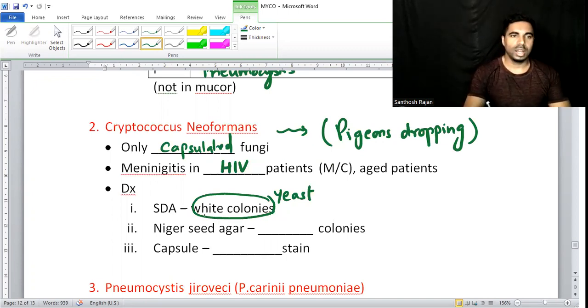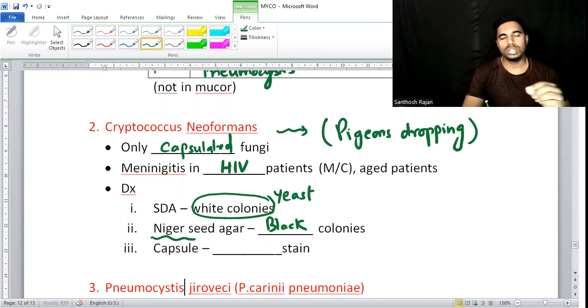Okay. Yes. Now, if you use Niger seed agar, you will get what? Black colonies. The name itself says it. Niger seed means black colonies will grow. That proves that it is Cryptococcus. The other one is the capsule, you know how to stain.